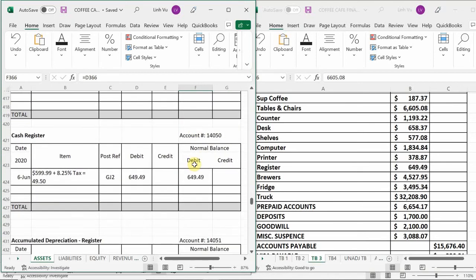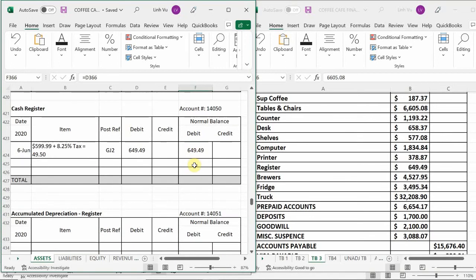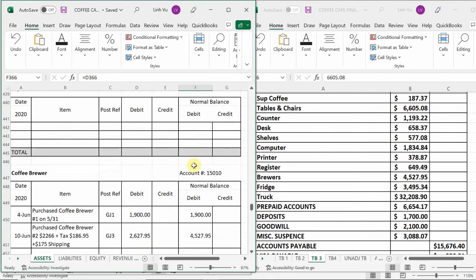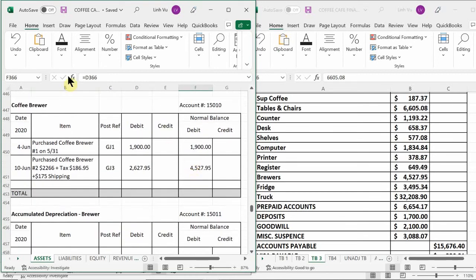Next, my register. Cash register, 649.49. Still the same. Now next I'm at equipment. What about my coffee brewers? 1900. What's my total amount? That's only my first one. 4,527.95. So that's still the same.